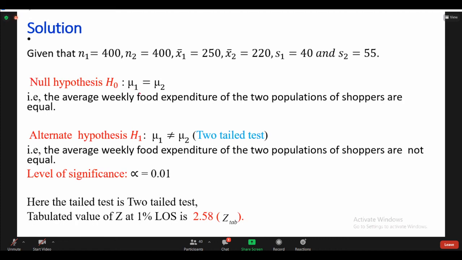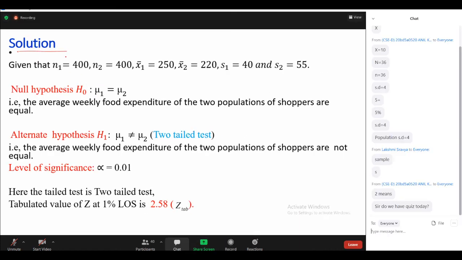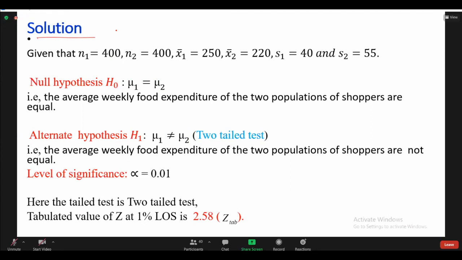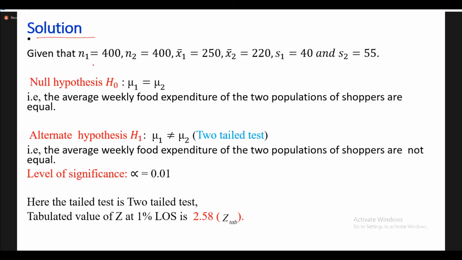All of you see the solution. First, write down the given data. n1, they given the first random sample size 400, n2 also 400, x1 bar is 250, x2 bar is 220, s1 and s2 also they given. First we have to set up the null hypothesis. Null hypothesis H0 is mu1 equals mu2. That means there is no difference between the two population means.